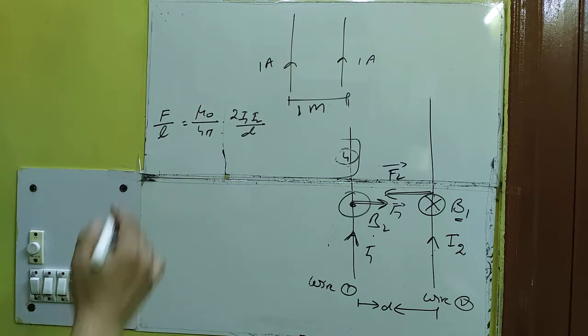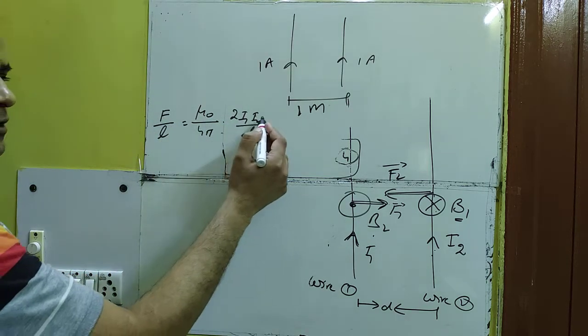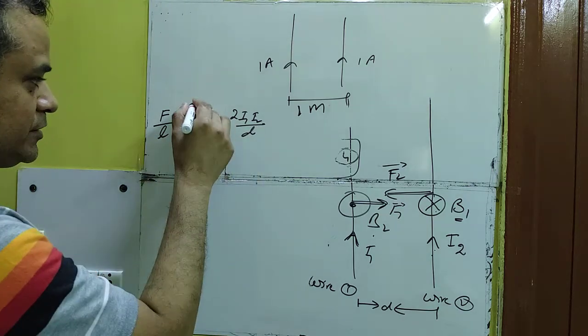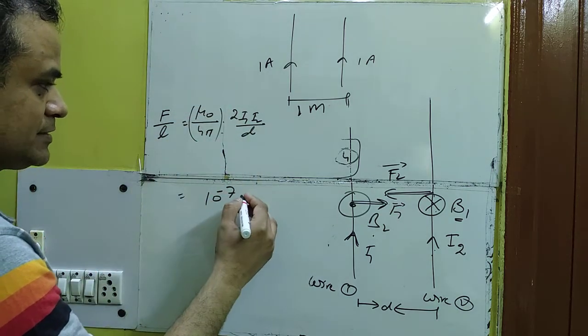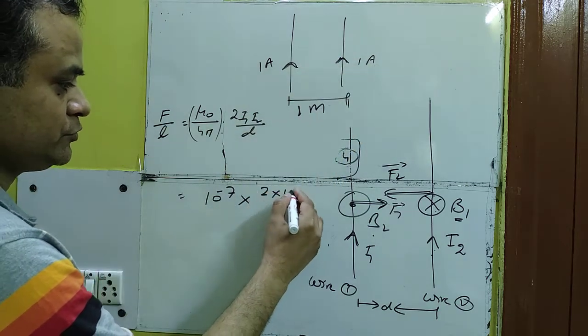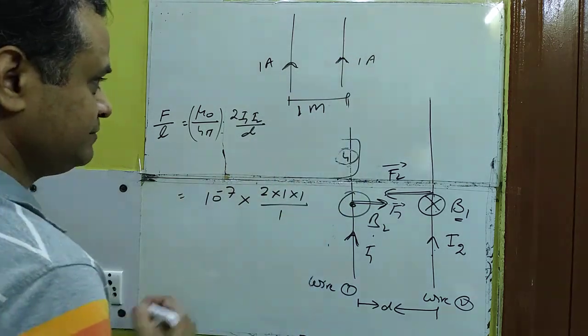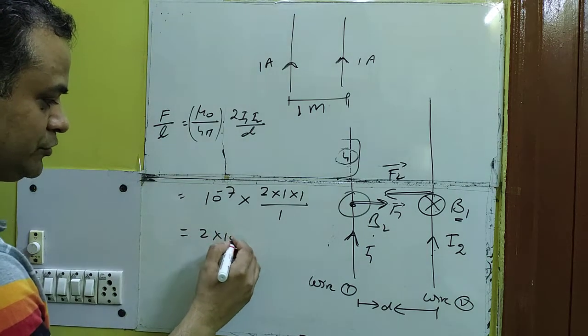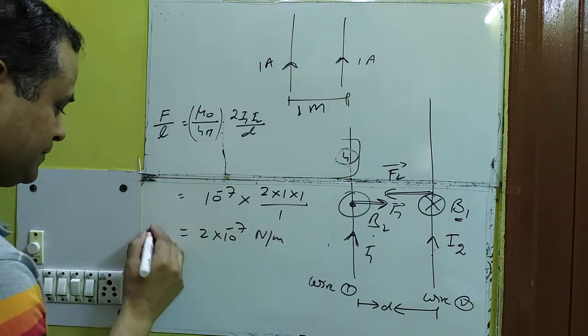So children, the formula is F by L is equal to mu naught upon 4 pi 2 I1 I2 by D. When I put the value, mu naught upon 4 pi is 10 power minus 7. Suppose that both wires carry the current 1 ampere, 2 into 1 into 1, and distance between them is 1 meter. So what we get? 2 into 10 power minus 7 Newton per meter.